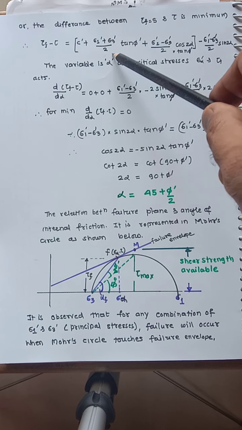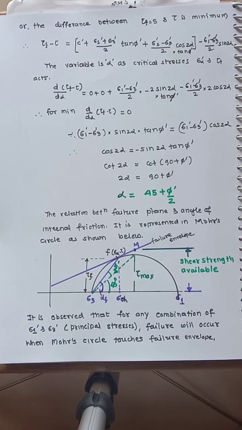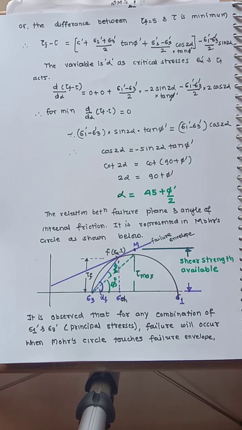Sigma 1, sigma 3 dash, the principal stresses. In this case they are the external stresses, so that also we know. Phi is a fixed one. Every soil in that state has one fixed frictional angle. What is variable? Alpha. You can see when alpha is less than alpha critical, suppose, or alpha failure, failure will not take place, and the angle will also be less, suppose. So when that angle reaches that alpha, then only failure takes place.